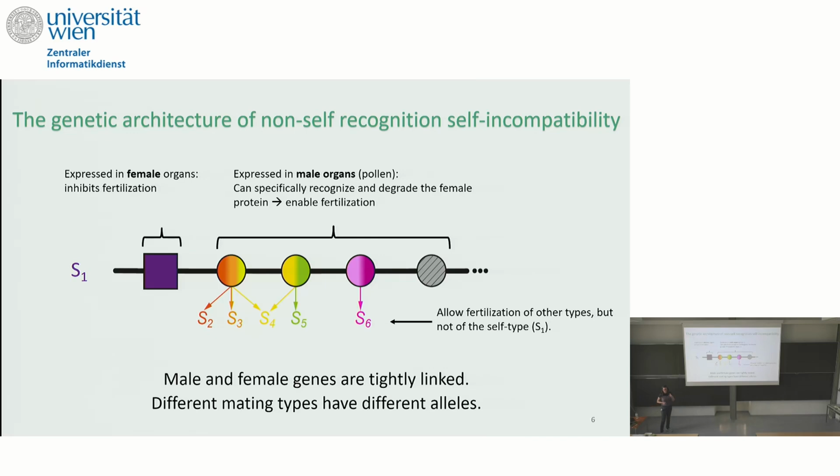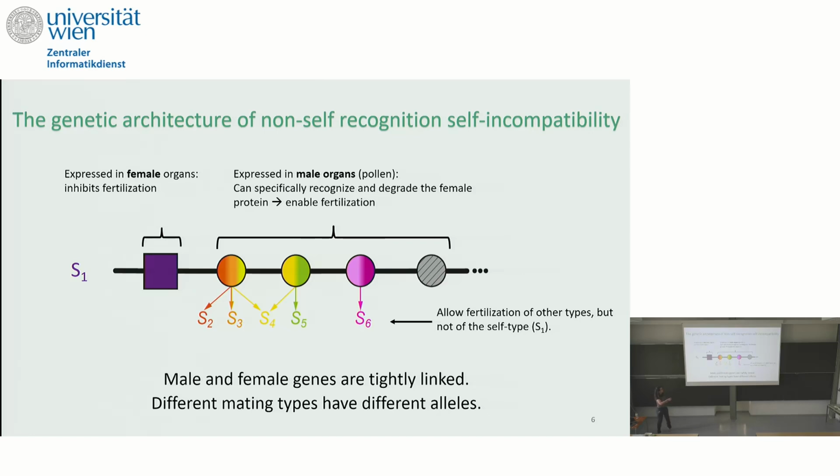For people more interested in the biology, I can say a bit more on that later. And the other genes are expressed in the male organs, and they encode proteins that can specifically recognize some of the female proteins and then target them for degradation, and by that enable fertilization.